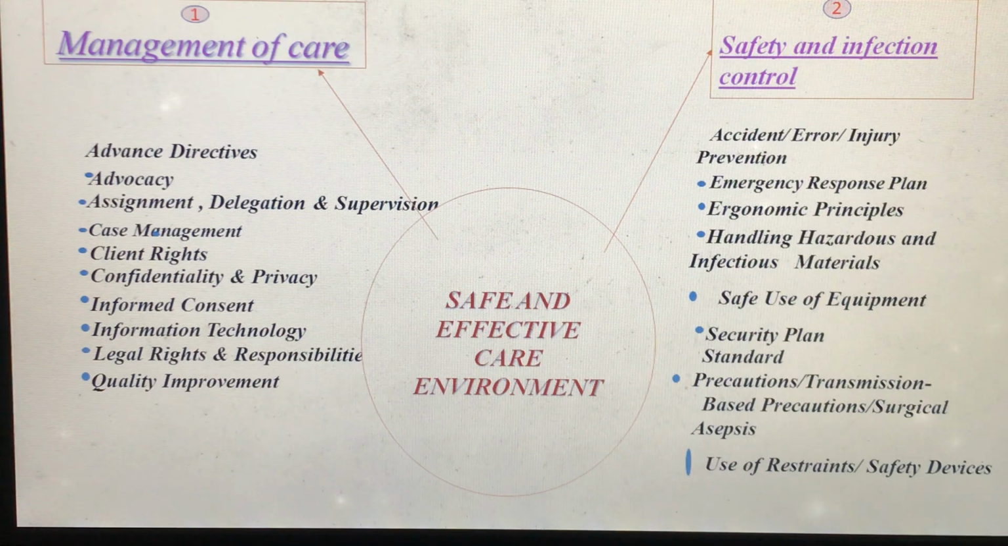The first one is advance directives. We will get around 20% of questions from management of care. We already said 32% falls under safe and effective care environment, and that is divided into two subcategories. The first subcategory is management of care, which has around 20% of questions, and from safety and infection control we will get around 12% of questions. This is the division of the percentage of questions coming from each category.